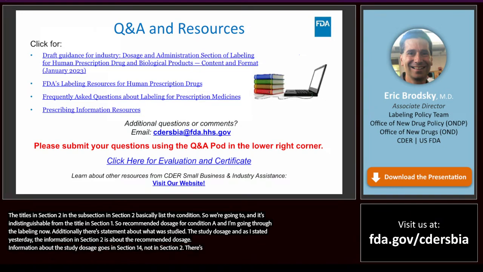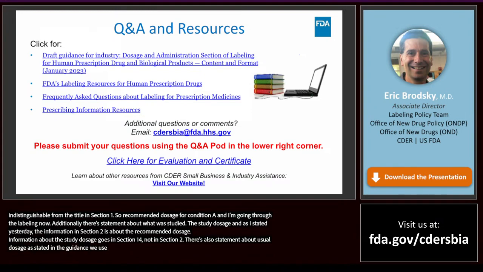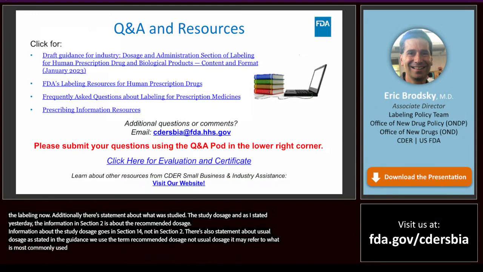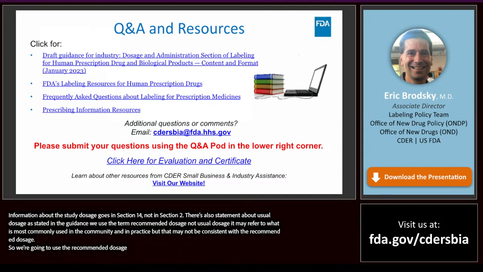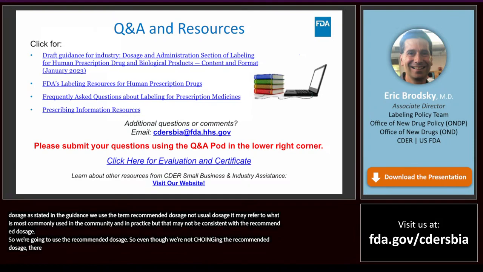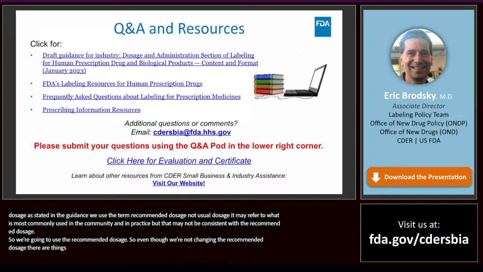There's also a statement about usual dosage. As stated in the guidance, we use the term recommended dosage, not usual dosage, because usual dosage may refer to what is most commonly used in the community in practice, but that may not be consistent with the recommended dosage. So we're going to use the recommended dosage. So even though we're not changing the recommended dosage, there are things that one can do, one can update, improve communication of the recommended dosage and administration related information and labeling.